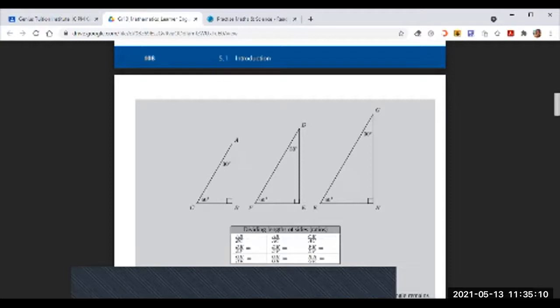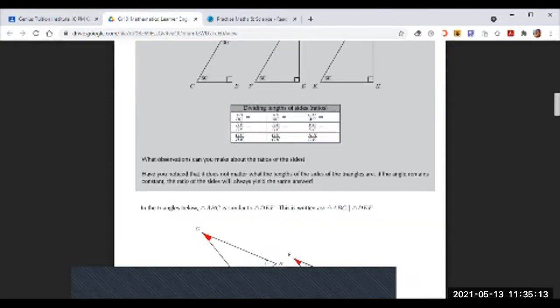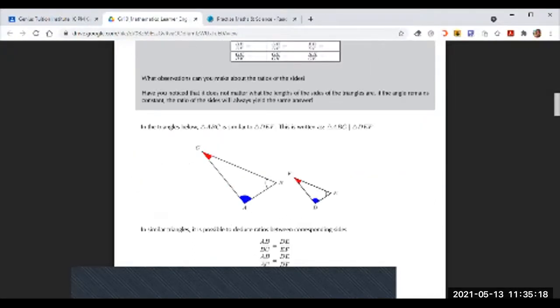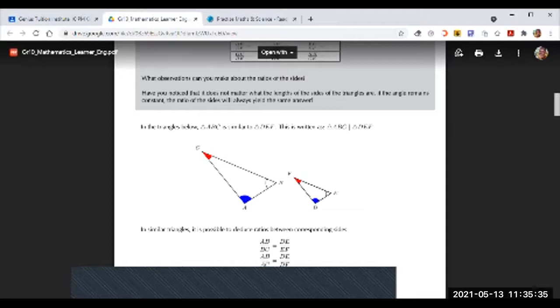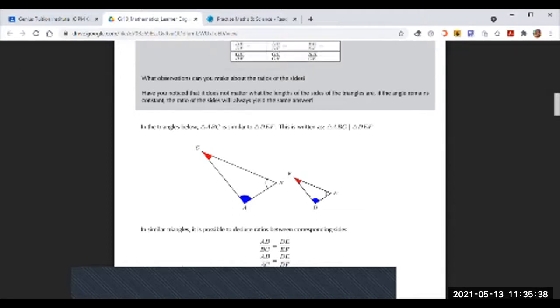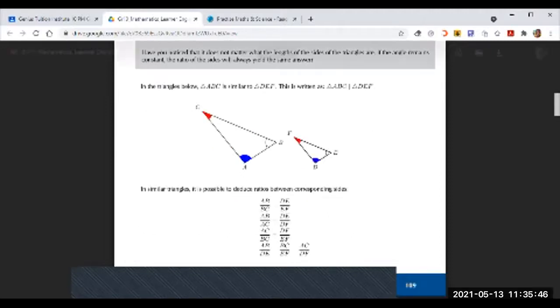So let us check through observation. It says in the triangle below, ABC is similar to EDF. This is written with the sign of similarity, which is like this, three parallel lines sloping downwards. This angle is equal to that angle, angle A equals angle D, angle B equals angle E. If this is the case, that means it is possible to deduce the ratio.